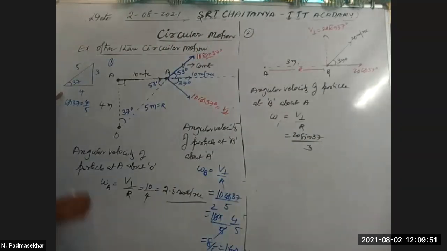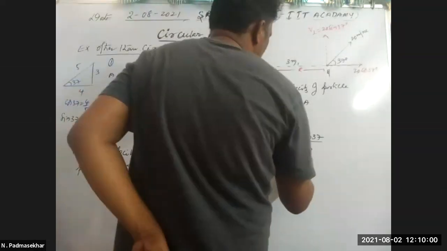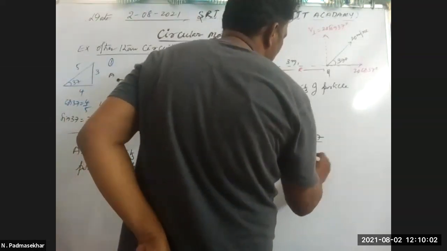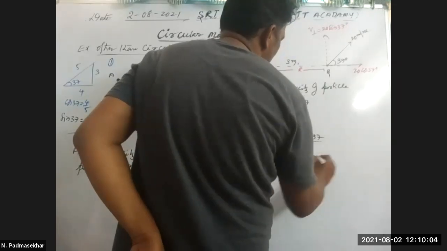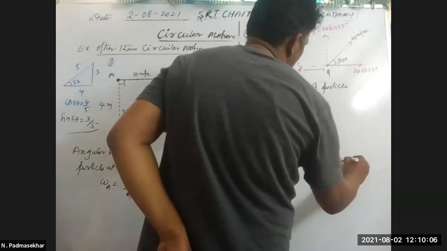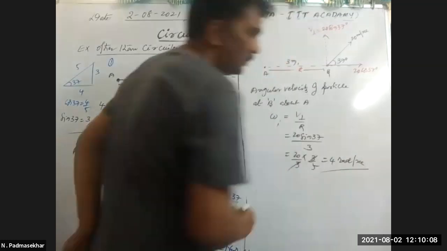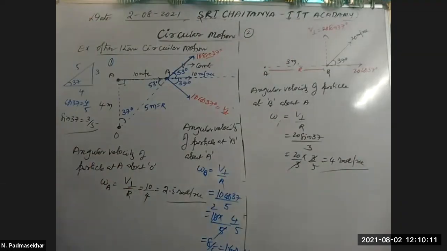Now sin 37 is equal to 3 by 5. So this is equal to 20 by 3 into 3 by 5. So this is equal to 4 radian per second. Okay, 4 radian per second, that is it.